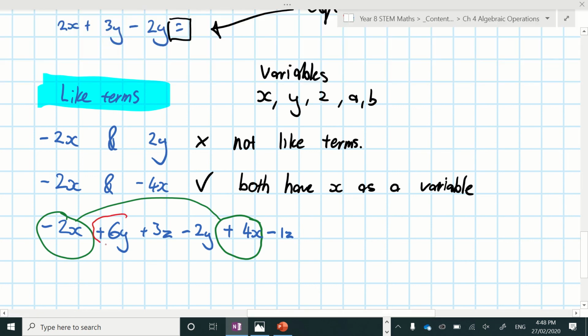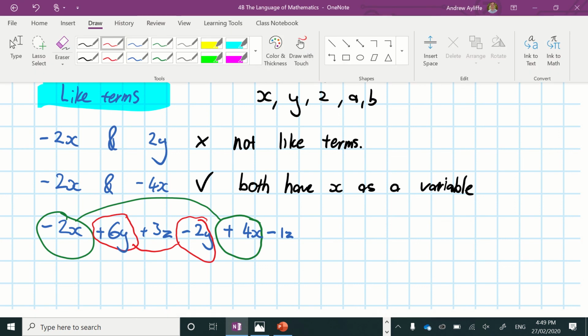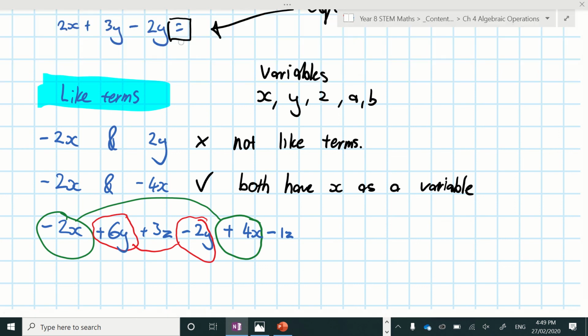So we circle the first one, including the operation, the addition symbol. And then we look across, and we come across another y, a negative 2y. So we have to circle that whole thing as well. So these two are like terms, and then that leaves the last two, the z's. And just like before, we have to make sure that we circle the number, the variable, and the operation. Just like that. So they're the like terms.